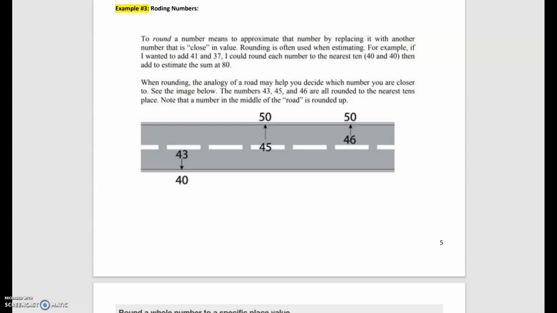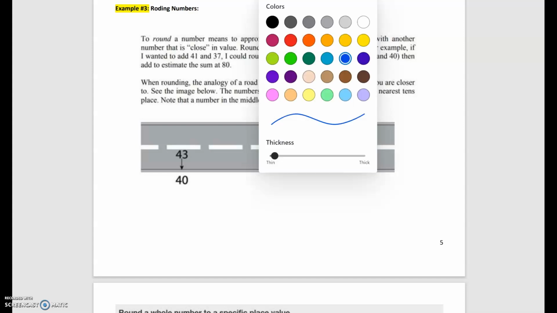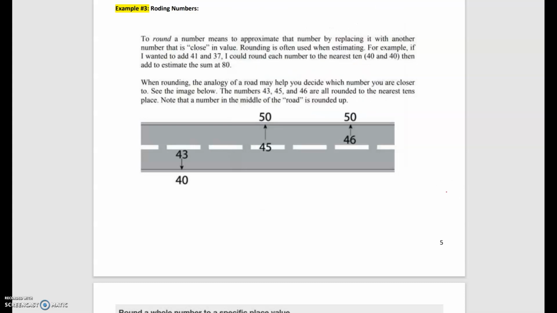Hi class, in this set of problems we're going to be looking at rounding. Now, the basic idea on rounding is that you're doing an estimate of a given number. So for example, if you're looking at this value here for 45, it's technically closer to 50.